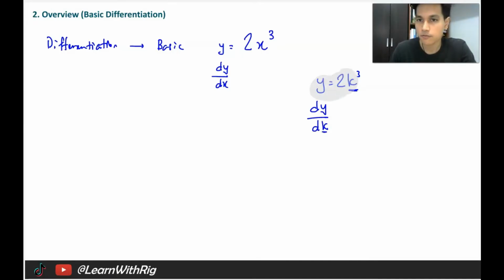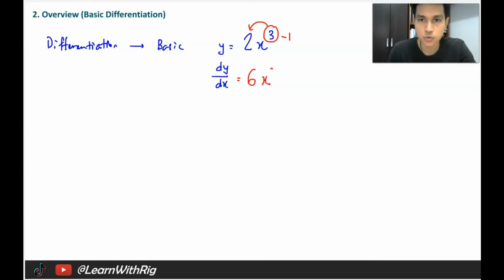So the basic way of differentiating goes like this. You are going to take the power and multiply the front number. So when you multiply, what do you get? You get 6, correct? 3 times 2 is 6. So you write 6 here. The next thing you do is take the power again, minus 1. So you get 2, correct? So you write 6x squared.